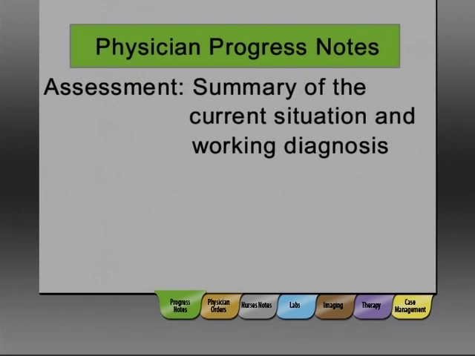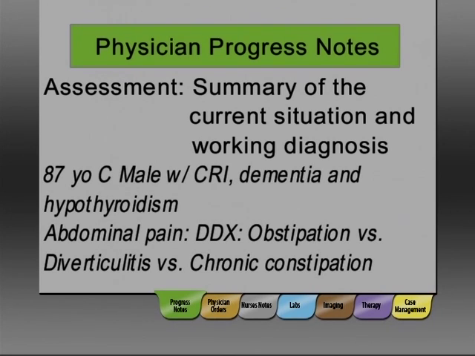A equals assessment and is where the physician takes all the information and puts together their assessment of the situation and lists the working diagnoses. In this example, we have an 87-year-old male with chronic renal insufficiency, dementia, and hypothyroidism with new onset abdominal pain with the differential diagnosis of obstipation versus diverticulitis versus chronic constipation.